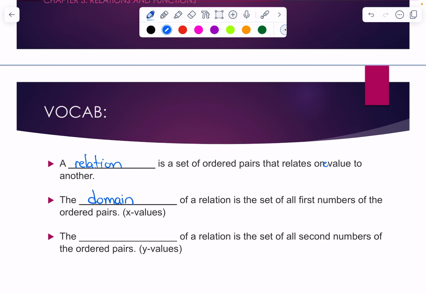is the set of all first numbers of the ordered pairs. Some other names that we give the domain is we call it also input values. Okay, that's just an easy way to remember it. So domain, input values of a relation, is the set of all first numbers of the ordered pairs. In other words, they are the x values.